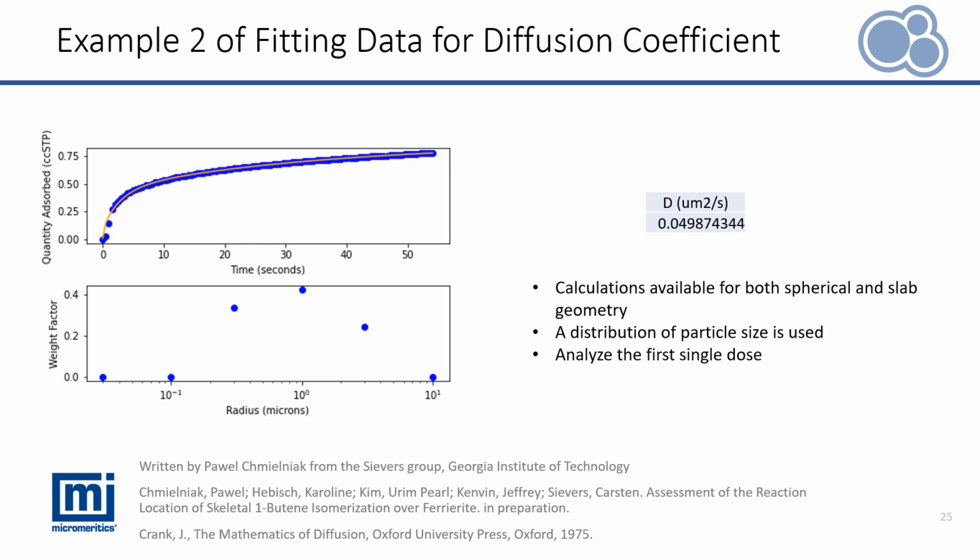Here is another example of fitting of the transient data from our recent collaboration with the Sievers group at Georgia Tech, which is in preparation to be published. And this Python script is written by Pavel Mianiak based on the Crank solution of Fick's second law. The script includes the calculations for both spherical and slab geometry, and also allows users to enter a distribution of particle size instead of a single particle size for a given sample. And the diffusion coefficient is calculated by fitting of the very first dose.